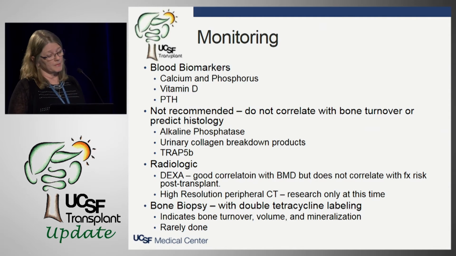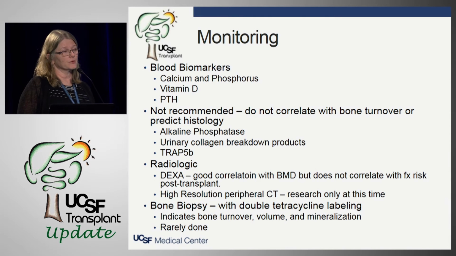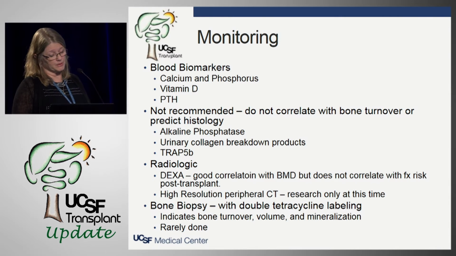What is coming up and is in research right now is looking at high-resolution peripheral CTs, where it can look at both cortical and trabecular bone, and that seems to be much more predictive of fracture risk.